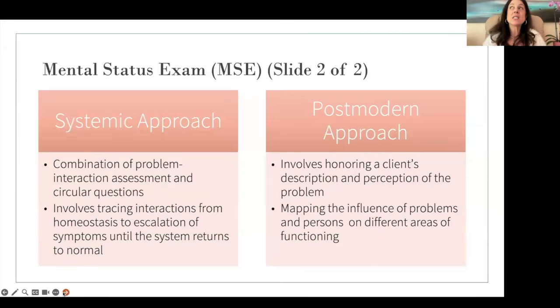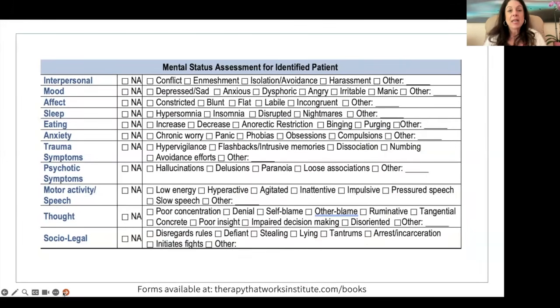So there are ways to still do clinical assessment, being true to the spirit of whatever your major theoretical approach is. And here is an example of the type of thing you would often assess, do a clinical assessment with. So interpersonal conflict, enmeshment, avoidance, harassment, looking at mood, affect. So mood is what you're feeling internally. Affect is typically how mood is expressed.